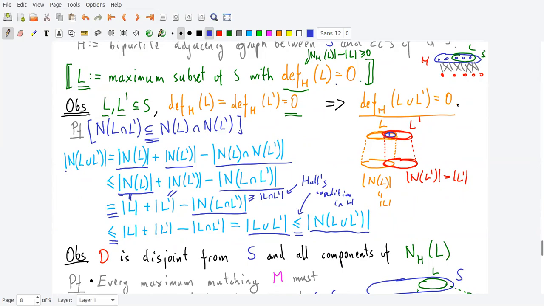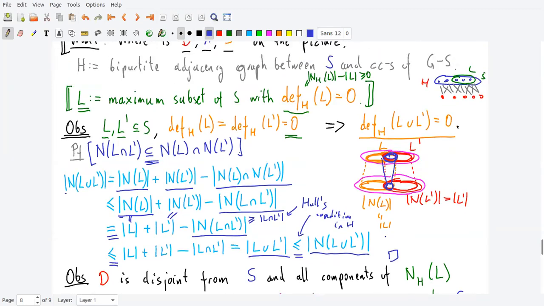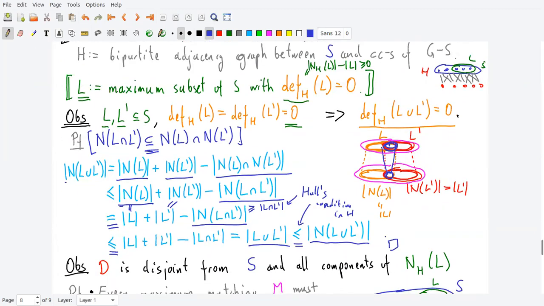You can also see this proof in the picture. This is a little bit heavy in the symbols, but in the picture it might be more apparent. If you have L and it expands to a set of the same size, and if you have L prime that expands to a set of the same size, if they both expanded to something strictly larger than their combined size, then the intersection would need to expand to something strictly smaller. And this is forbidden by the fact that Hall's condition holds in H. And this is exactly what is written in symbols here. Good, so this is the proof of this observation. So we have argued about this maximum subset of S with tightness in Hall's condition.